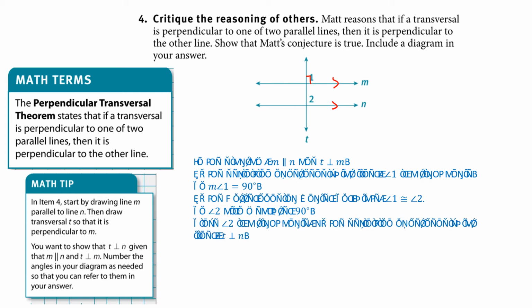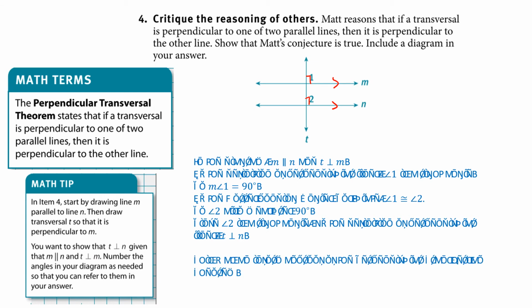Okay. Since angle 2 is a right angle, by the definition of perpendicular lines, T is perpendicular to N. Right? Since this is a right angle, they intersect at right angles. It's also perpendicular to the other line. So this was kind of an informal proof of the perpendicular transversal theorem. Basically, we didn't do a two-column proof. We just worked through it and talked about it in steps like that. All right. I want you to add the perpendicular transversal theorem to your list as well. Okay.